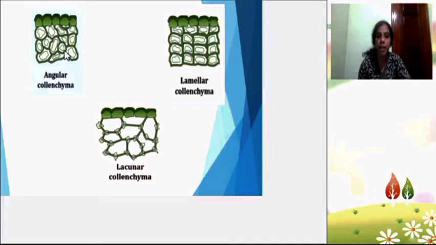In angular collenchyma, the corners of the cells will be thickened with cellulose and pectin, the corners where they attach with the other cells. In lamellar collenchyma, mostly the cells are elongated and the tangential walls of the cells will be thickened with cellulose and pectin, and so they are called lamellar collenchyma. In lacunar collenchyma, the collenchyma cells will be arranged with intercellular spaces, and surrounding the intercellular spaces the thickening will be present, so that there will be some space in between, and this forms a tube-like structure and it is called lacunar collenchyma.